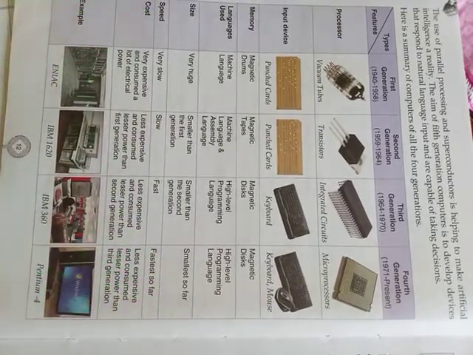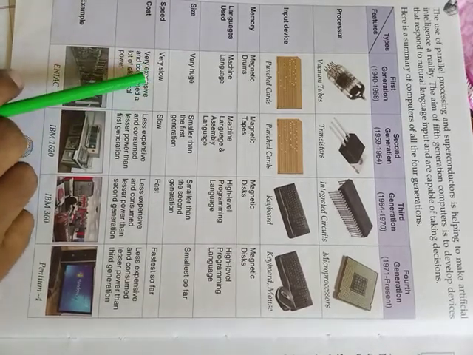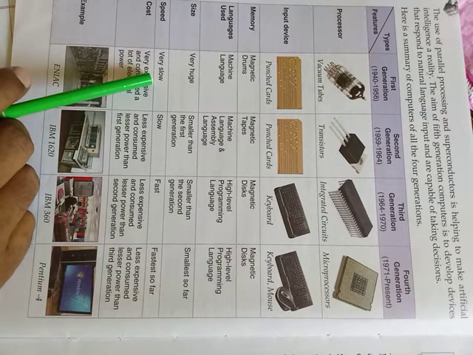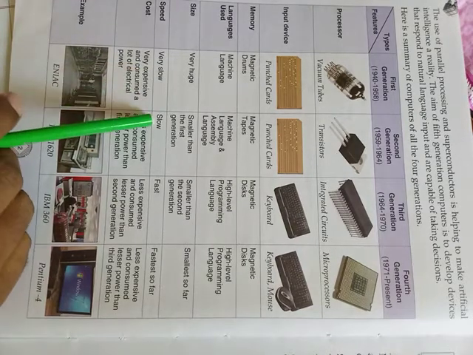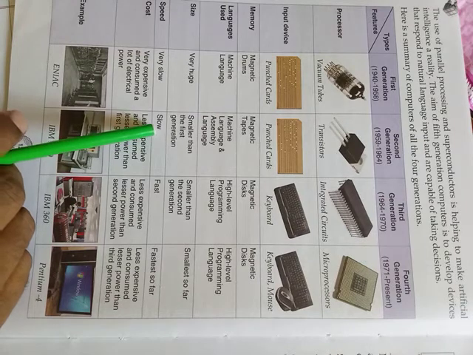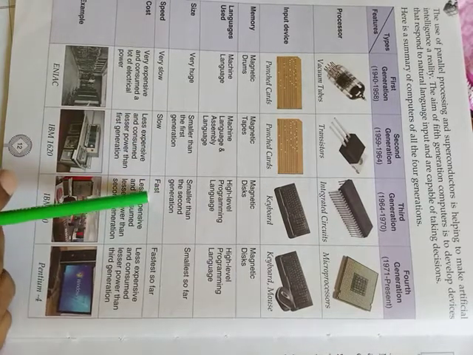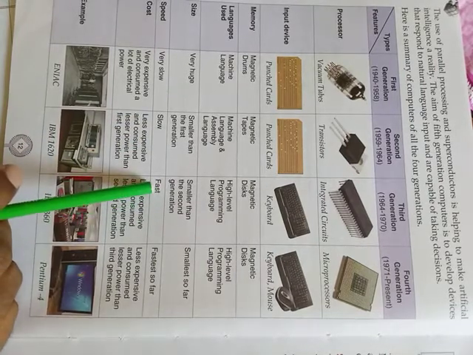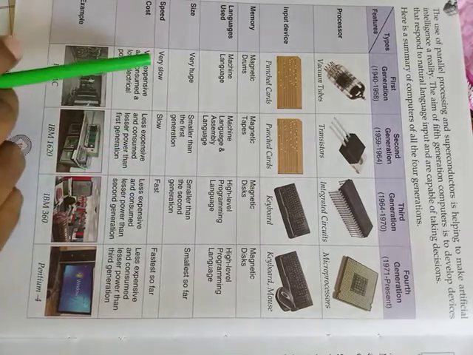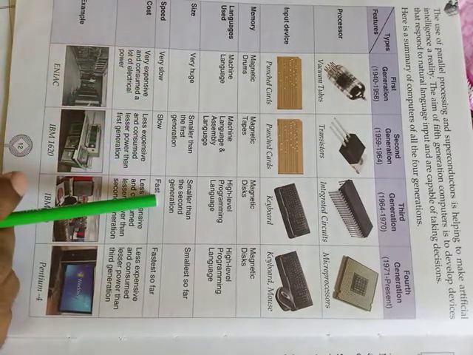Now let us see speed. The first generation computer is very slow. The second generation computer is slow, not very slow, just slow. The third generation computer's speed is fast. Compared to the first and second, it is a little bit faster.